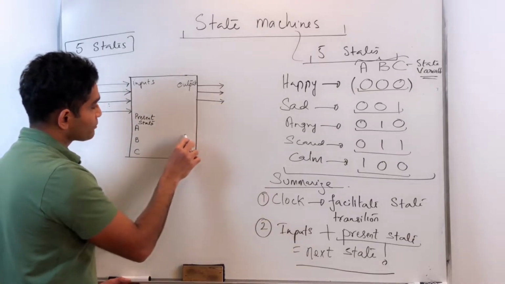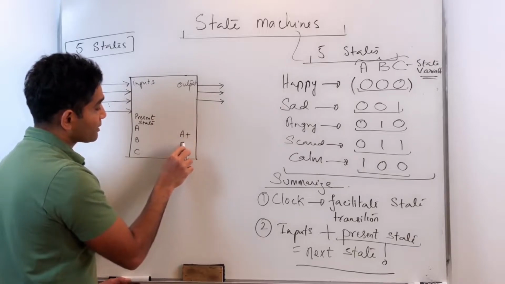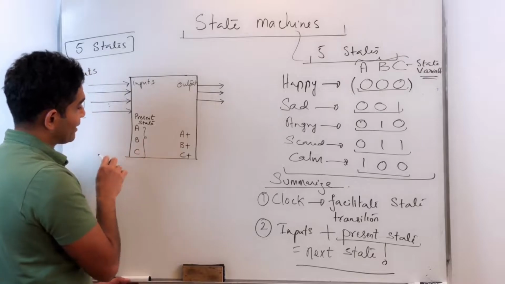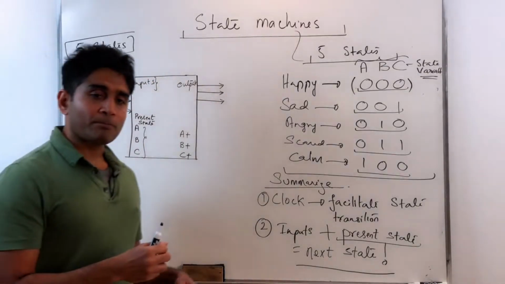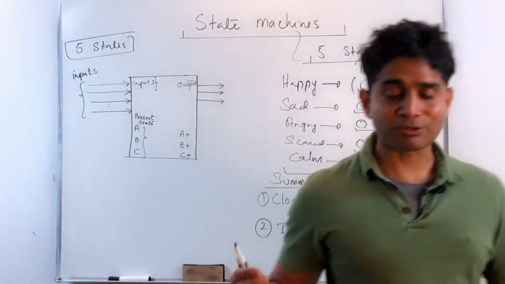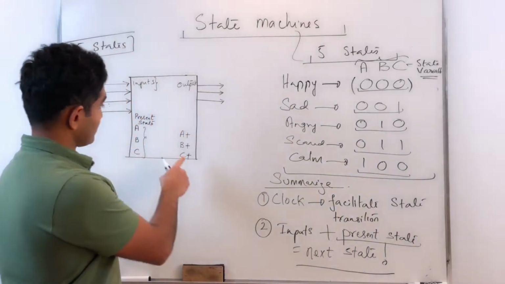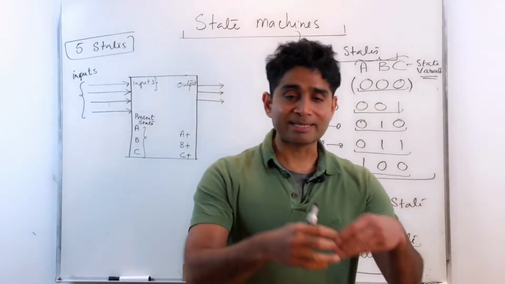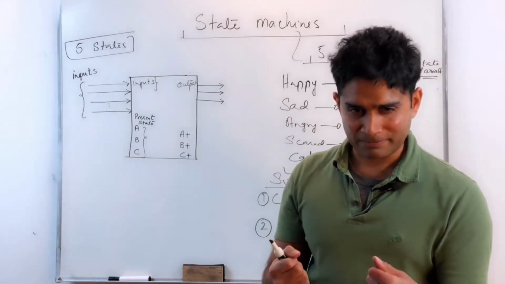And it also produces what state I should be in next, or what my next state is going to be based on my present state values and the inputs applied. If I want to make this progress in time, I have to introduce the concept of clock, right? Because once I produce my next state, I have to advance in time so that my previous next state becomes my present state, right?